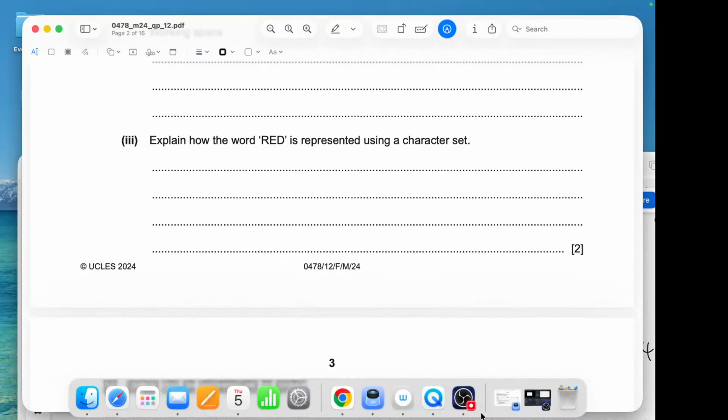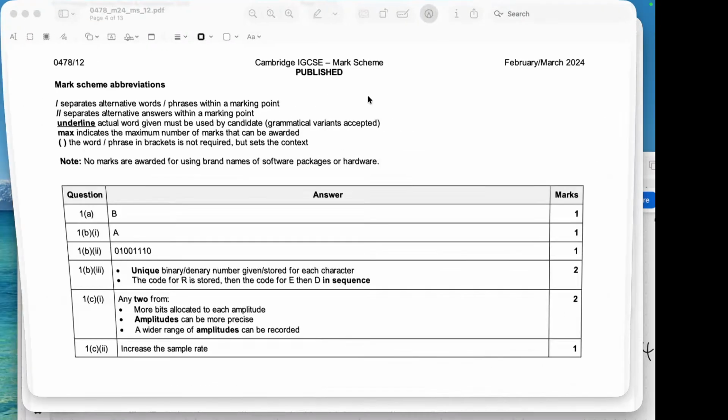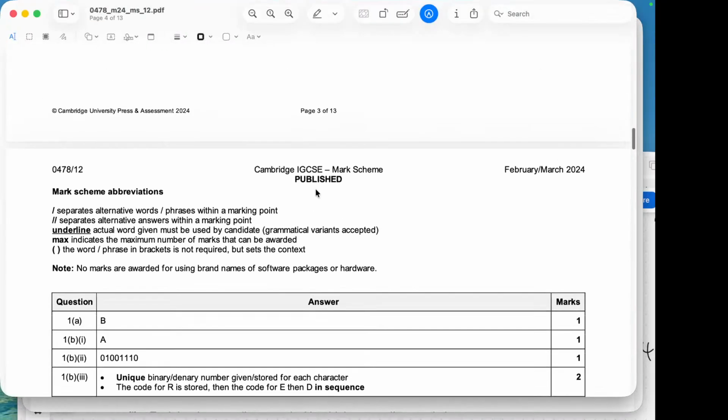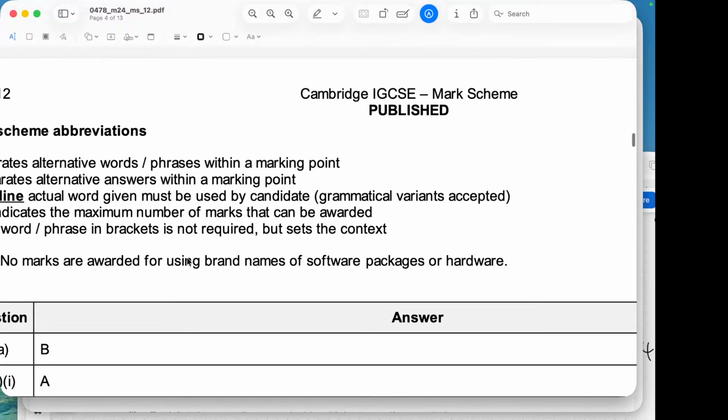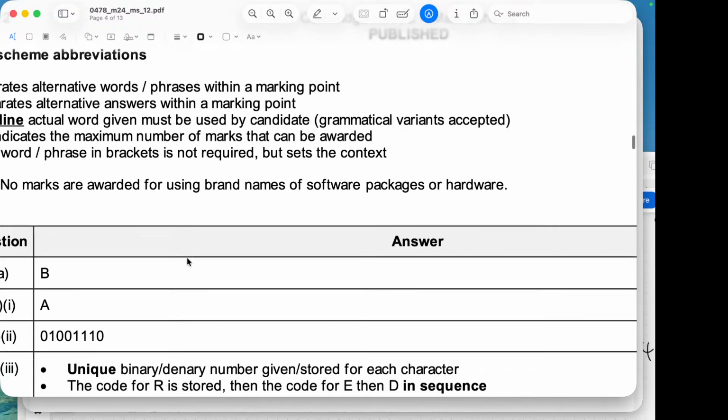So if we have a look at the answers, I'll just show you what they've got in here. It's a unique binary or denary number stored for each character. The code for R is stored, then the code for E, and then D in sequence. I think the in sequence bit's important.